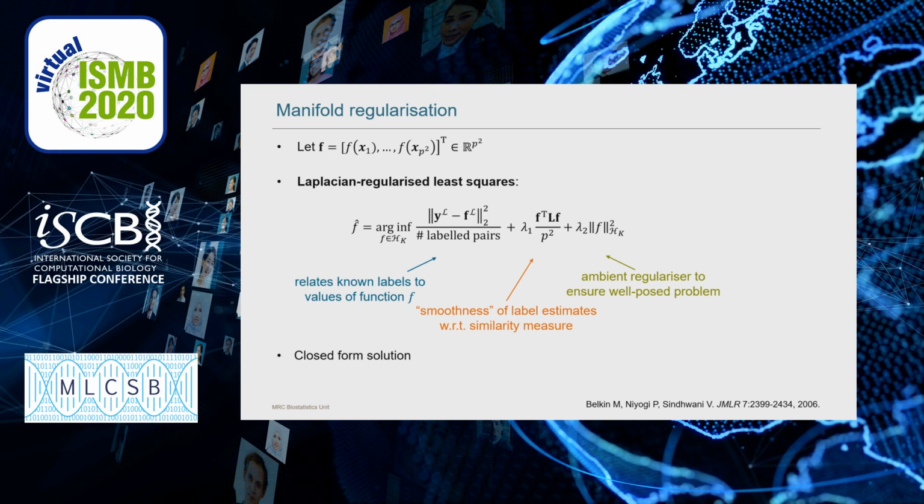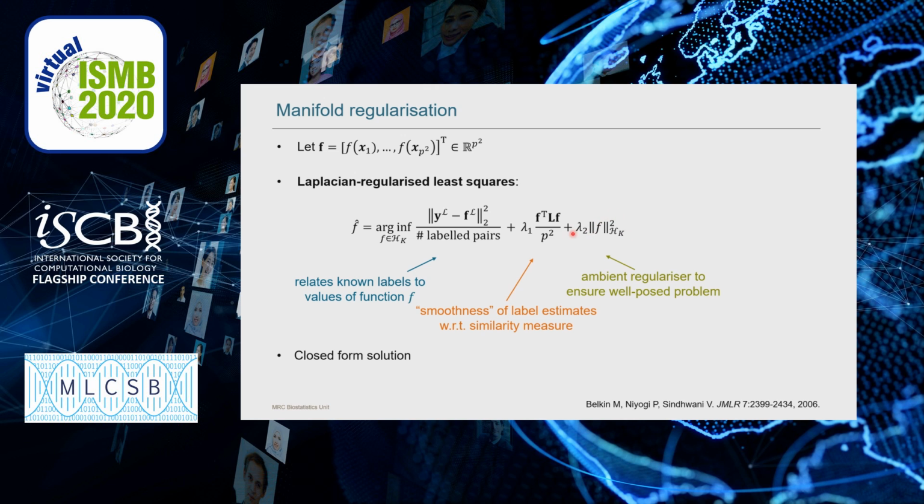So if we let f be the vector arising from evaluating the classification function for each variable pair, then the Laplacian regularized least squares approach, as in the form shown here, is optimizing for a classification function f that minimizes the distance between the values predicted by the classification function, so the vector f here, and the known labels y, but subject to some regularization constraints.